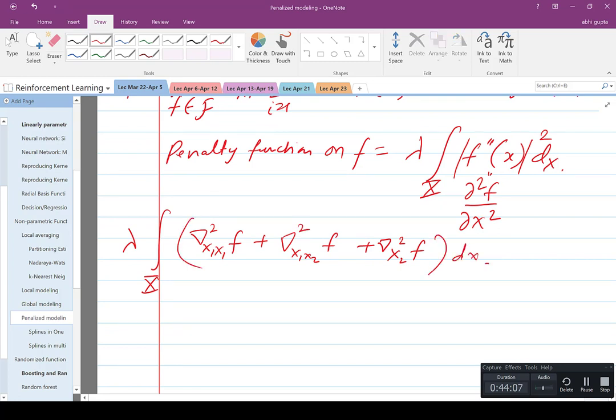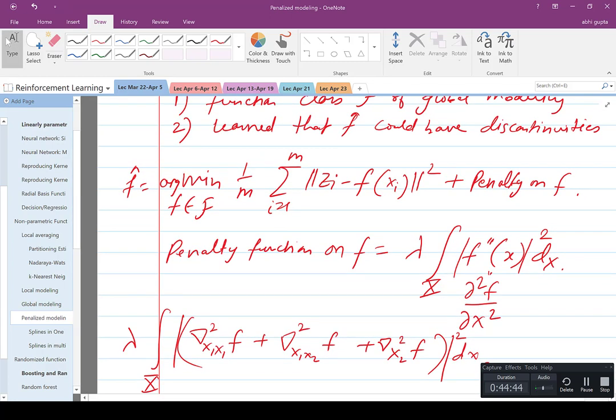Dx. Okay, so this is just you put the second derivative along every direction, and then you also take the second derivative of the cross, like derivative with respect to x2 and then derivative with respect to x1, and then you penalize that as well. So I probably need to square it, and that's how you penalize functions of multiple dimensions. Of course, in the multiple dimensional case, this will become a very complicated penalty function, but for functions of single variable, this is sort of well understood.